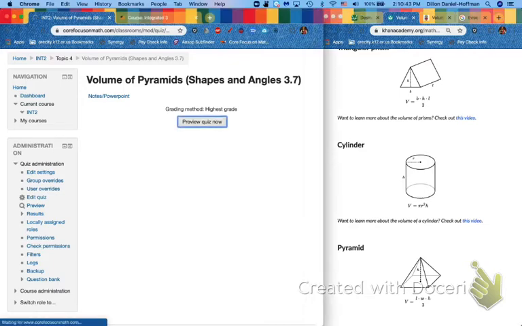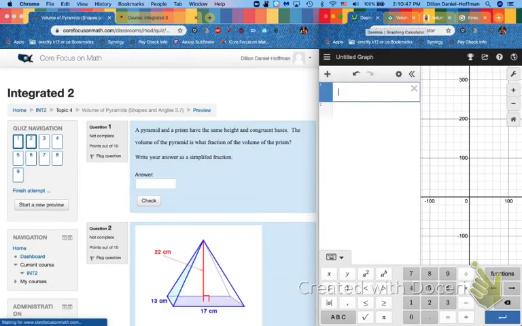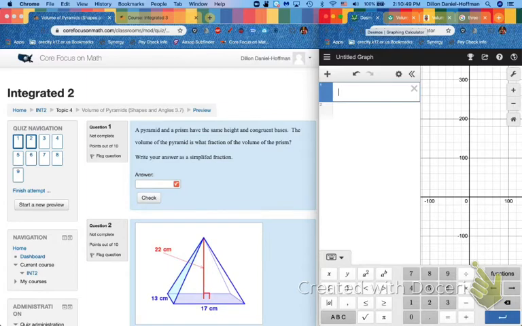I'll save it. If you haven't already, open up your Desmos calculator. We've got 9 problems to do today. Number 1, a pyramid and a prism have the same height and congruent bases. The volume of the pyramid is what fraction of the volume of the prism? Write your answer as a simplified fraction. Now, we just gave that away from our beginning mini lesson.